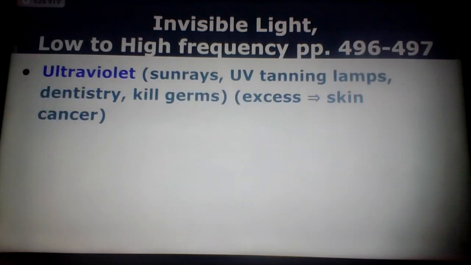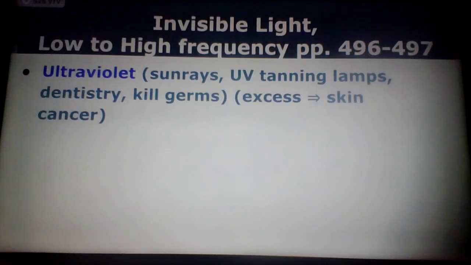After violet, then we get back to the invisible light. Ultraviolet, remember from sound, ultra means above the frequency range that we can hear, ultrasound. Ultraviolet is above the frequencies of light that we can see. The sun rays contain ultraviolet radiation. There are three categories: UVA, UVB, and UVC.